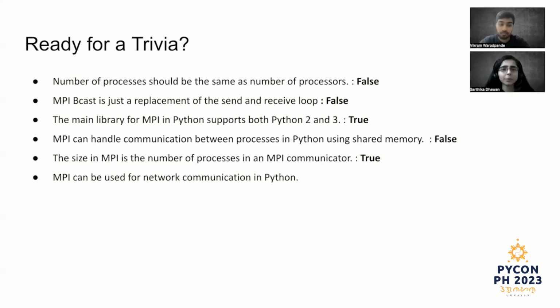Now the last one is: MPI can be used for network communication in Python. Yeah, this is false as MPI is not a network communication protocol. It's a message passing protocol. Like, it's an interface for that.